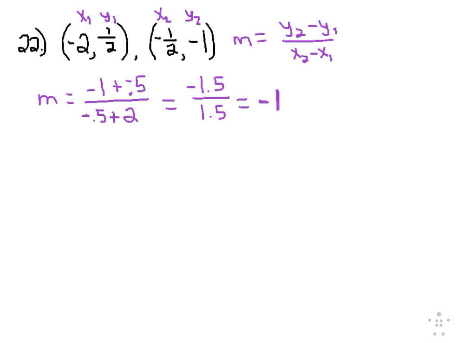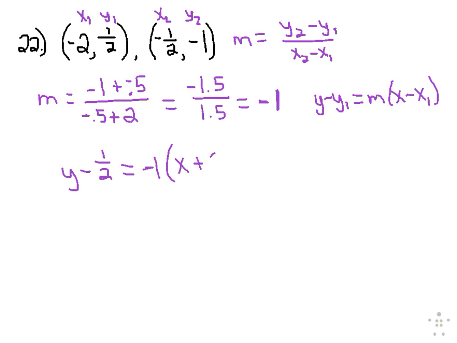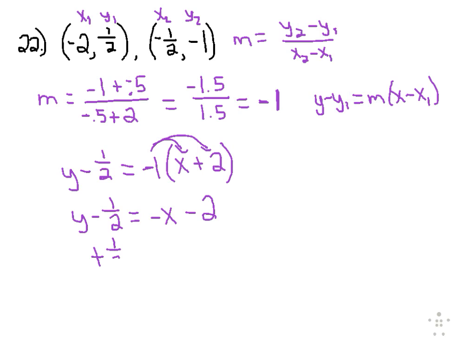Now once you know your slope, use your point slope form, which is y minus y1 is equal to m times x minus x1. So y minus y1, which is 1/2, is equal to m, -1, times x minus -2, which is actually +2. Alright, so we got y minus 1/2 is equal to, let's distribute, -x minus 2. Alright, let's add 1/2 to both sides. So this is y is equal to -x minus 1 and 1/2.